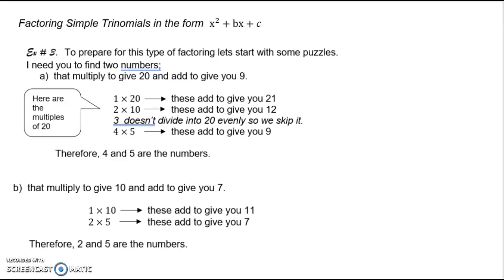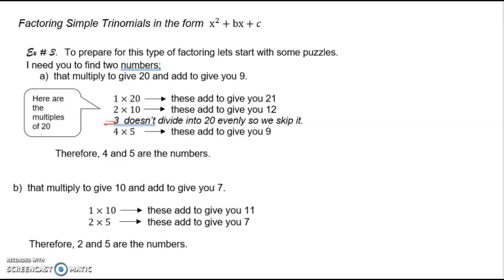I need you to find two numbers that multiply to give us 20, but add to give you 9. Here are the multiples of 20. Starting at the first one, 1 times 20 gives you 20, but when you add 1 plus 20, you get 21. Does that give you 9? No, so it's not the one we're looking for. Second one, 2 times 10 gives you 20, but 2 plus 10 gives you 12.